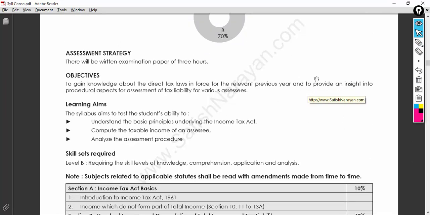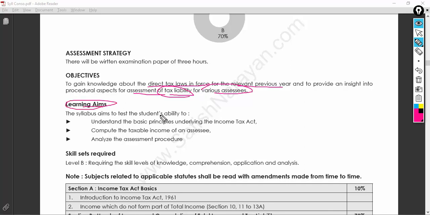Coming to the objectives, as you already know, you should know about direct tax laws, which are based on the relevant previous year, and provide insight into the procedure for the assessment of tax liability. Very, very important for the various assessees. It might be an individual, company, or any other person. The learning aim is for students to have the ability to understand the principles underlying the Income Tax Act. Let me reiterate. You also need to know how to assess the taxable income of the person, and you also need to know the assessment procedure, how you will analyze.